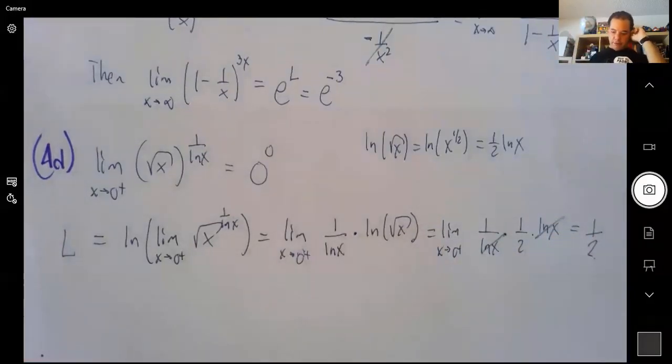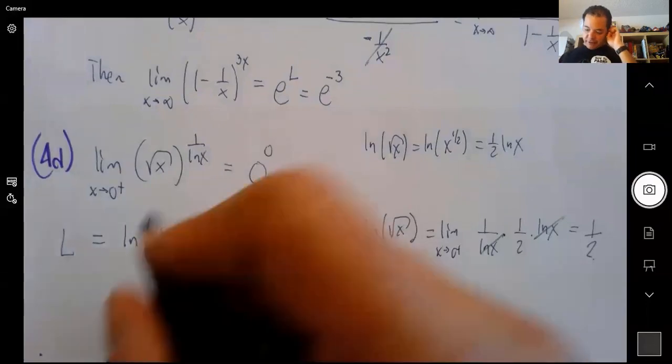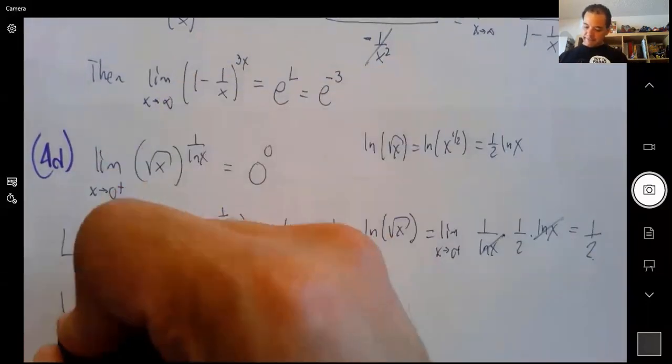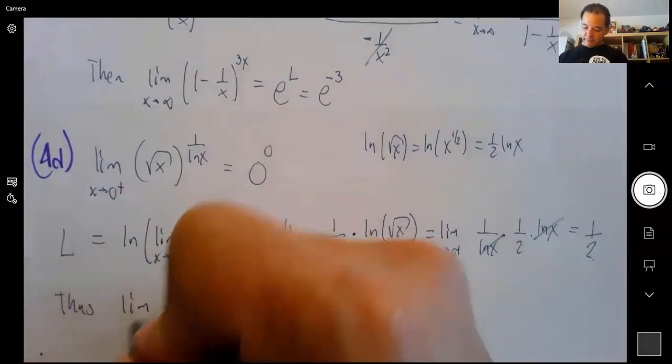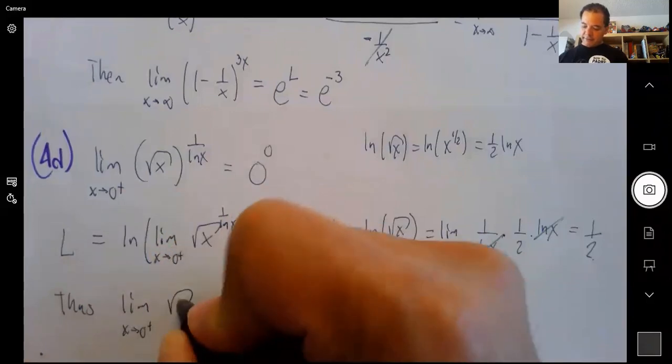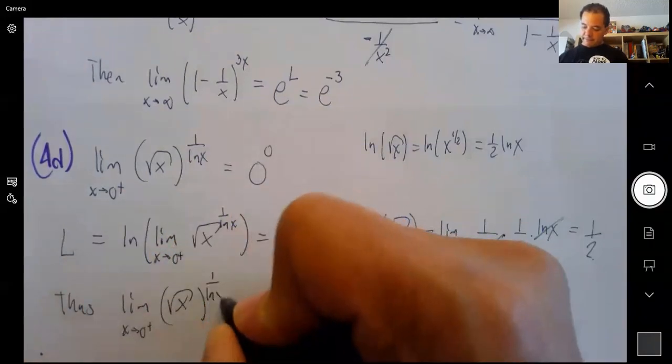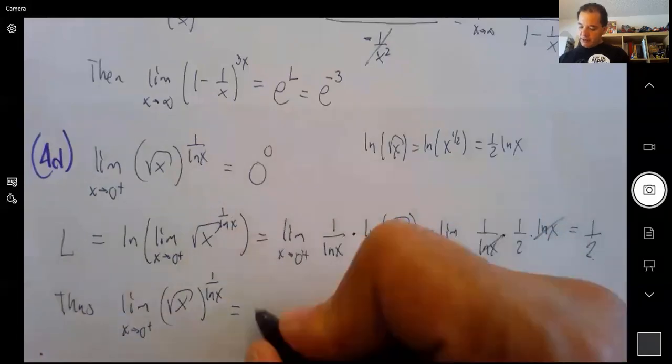And that's it. So if the L is 1/2, then the answer to the limit is e to the 1/2.